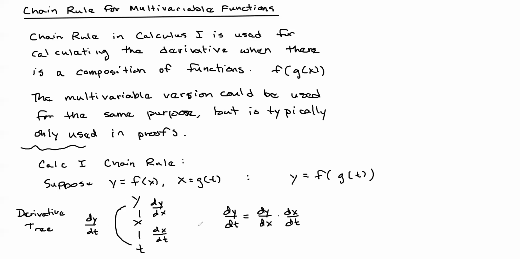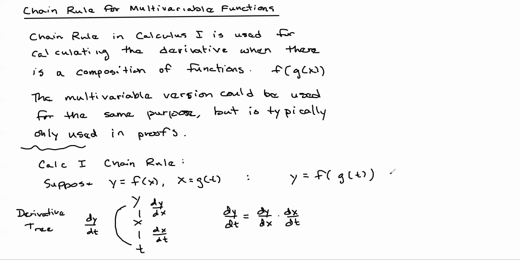To write out the resulting expression, you take top all the way to bottom, right? So y is going to end up being in terms of t, so that's the left side, and then it's equal to, and you multiply down the chain to figure out how you'd get there. So it's going to be dy dx times dx dt. So that's what we get by using the derivative tree.